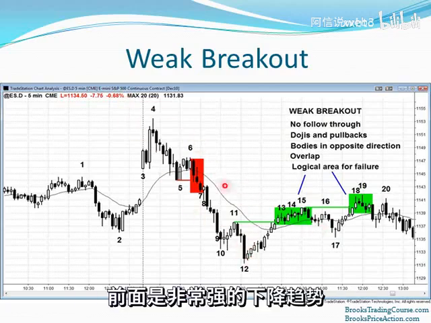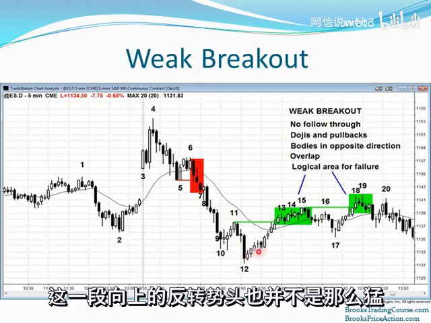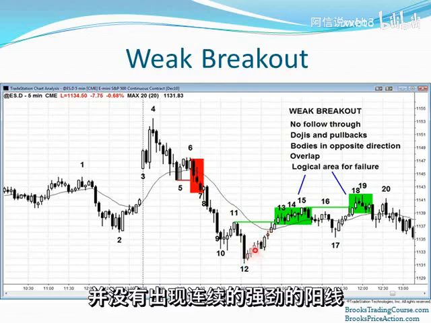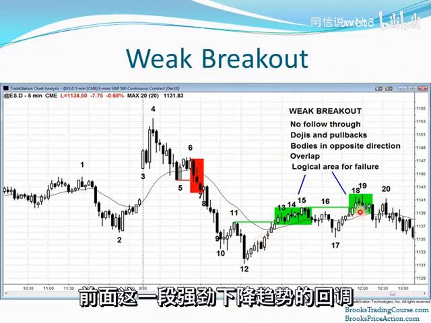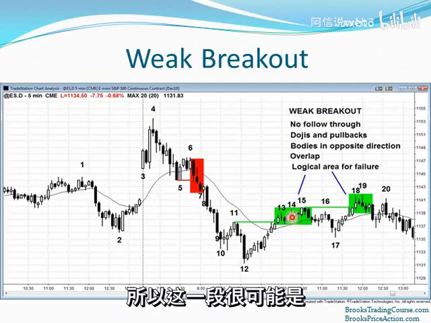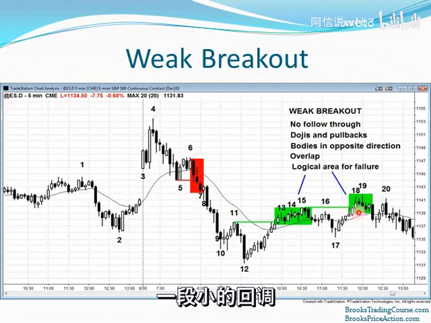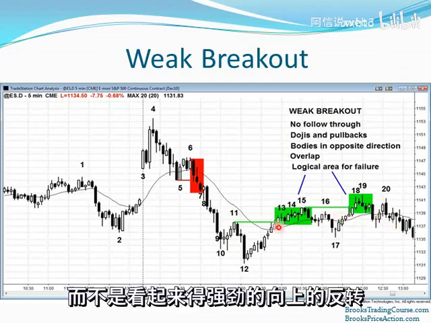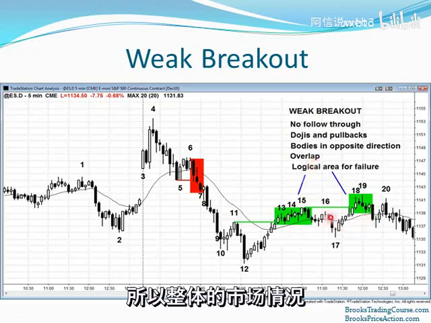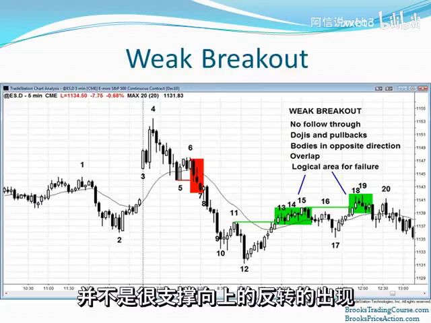We had a very, very strong bear trend. The reversal up is not all that impressive. It's not a series of very strong bull bars. Probably this is all simply a pullback in this very large bear trend. So logically, it's more likely that this is going to be a pullback that would lead to a resumption of the trend rather than a sharp reversal up. So the context is bad for a breakout.